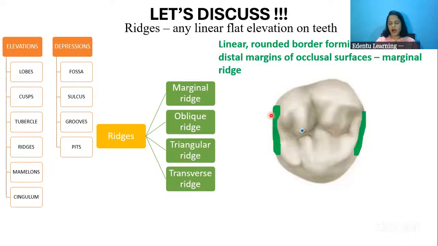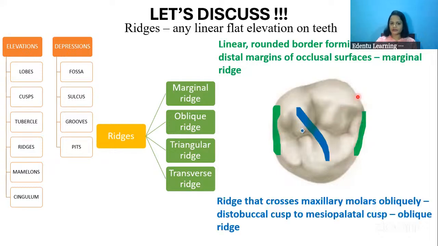So these are the marginal ridges. Like the name suggests, they will be in the margins. There will be a mesial margin and a distal margin for the teeth. These ridges are flat elevated structures seen in the margins of the teeth. They are the marginal ridges.